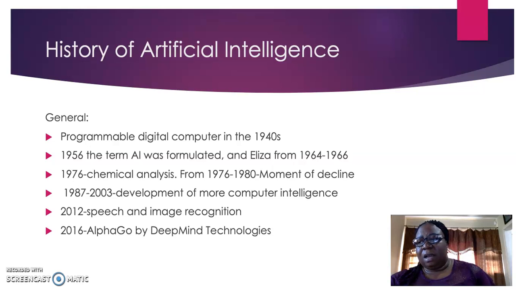In 1980, after the first National Conference of the American Association of Artificial Intelligence was held at Stanford, several other computer intelligence systems were developed. Among them are the first self-driving car in 1987, the Roomba vacuum cleaner in 2002, an artificial intelligent personal assistant in 2003, speech and image recognition in 2012, and AlphaGo by DeepMind Technologies in 2016.